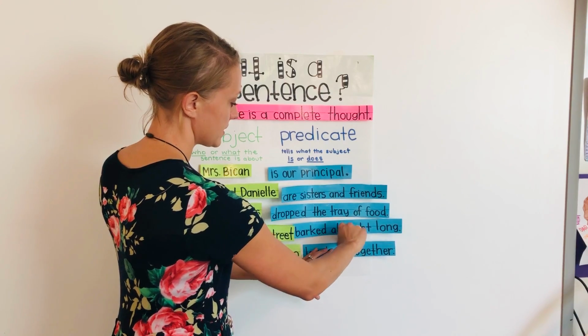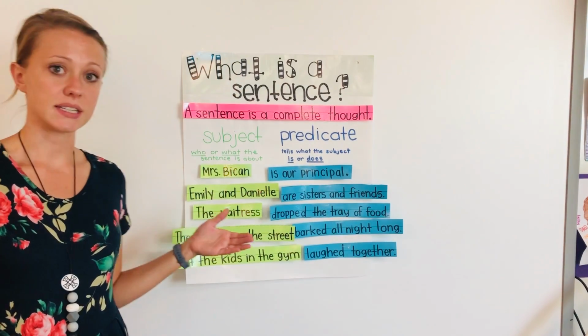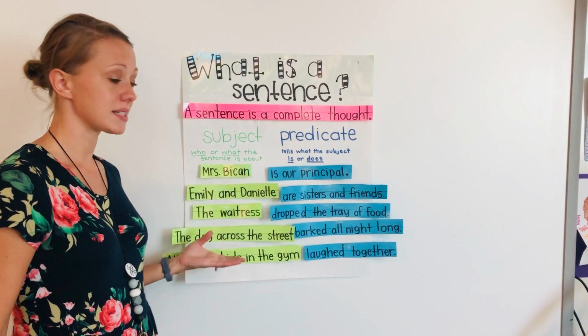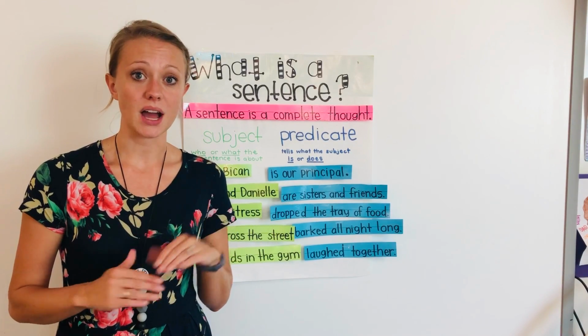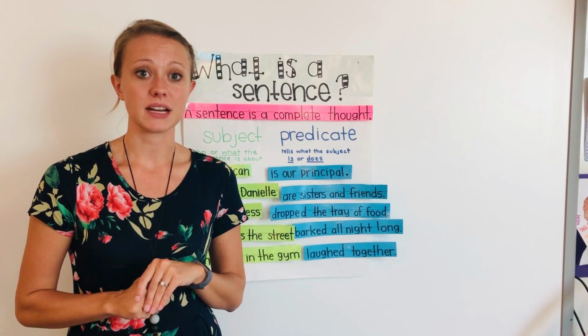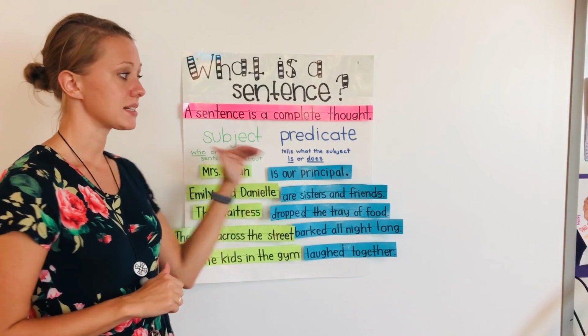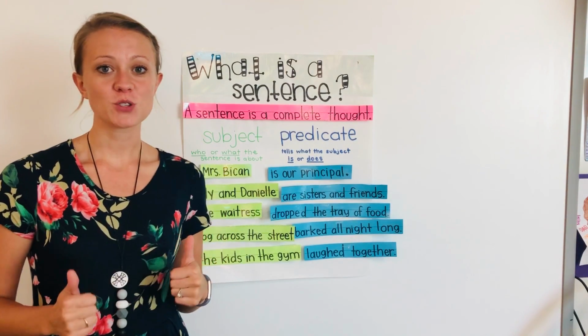Here are a few examples of different kinds of sentences that all have a subject and a predicate. Remember, a sentence is a complete thought. It finishes your idea, including both a subject and a predicate. Hope you enjoyed that review.